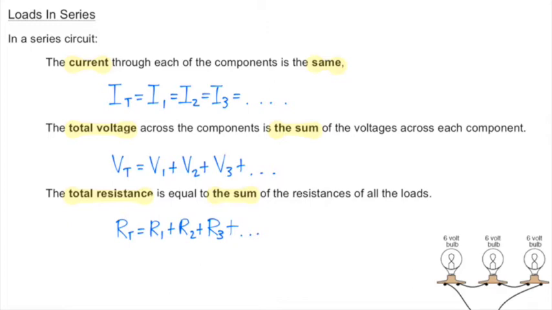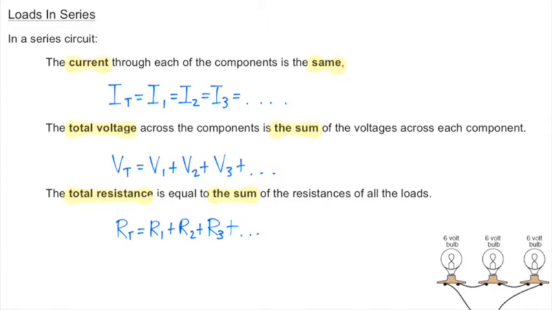We know that in a series circuit, the current is the same. So if you know the current past one point in a series circuit, you know the current past all of the points in a series circuit. So we write this with the equation: total current is equal to current 1 is equal to current 2 is equal to current 3 is equal to however many loads you have in the circuit.